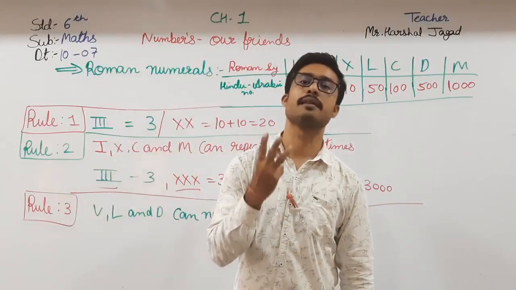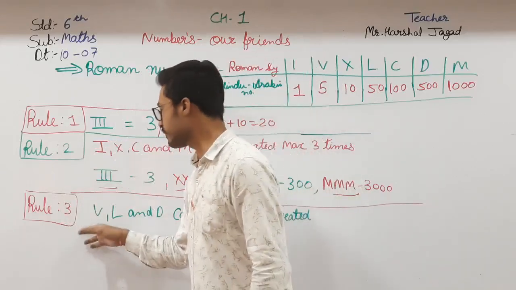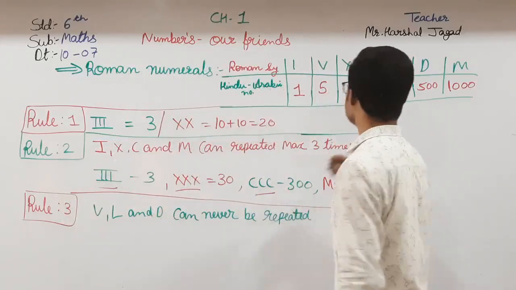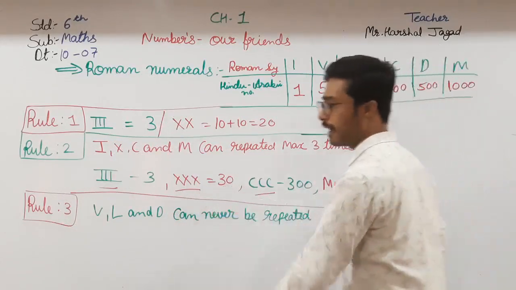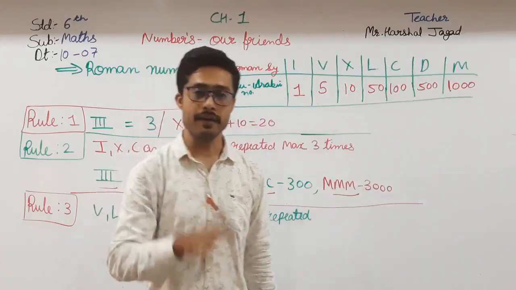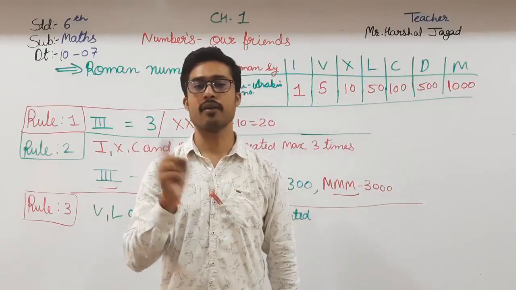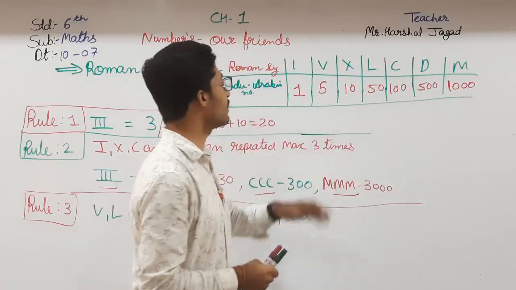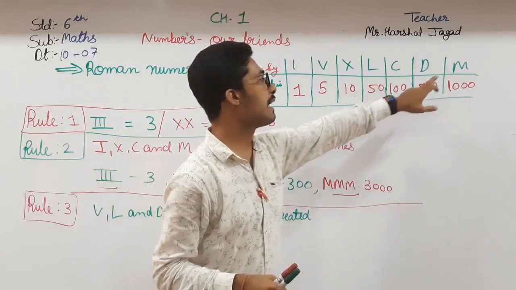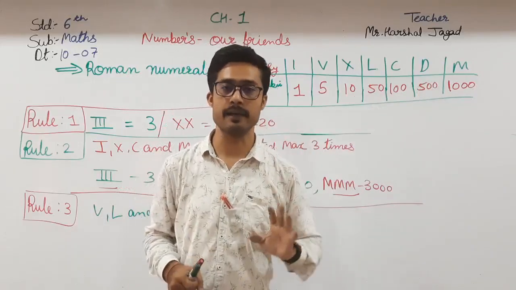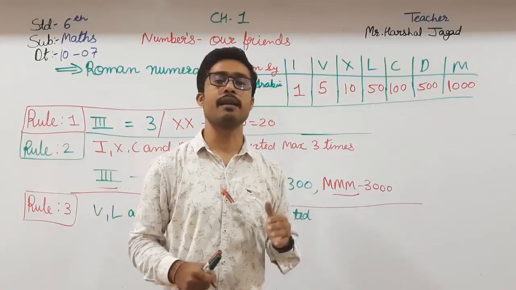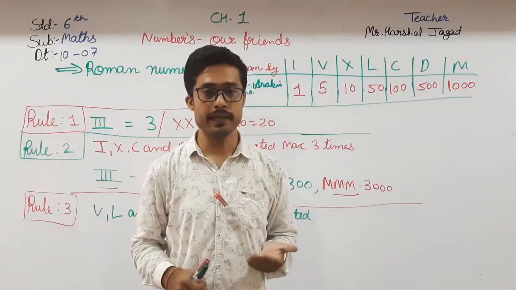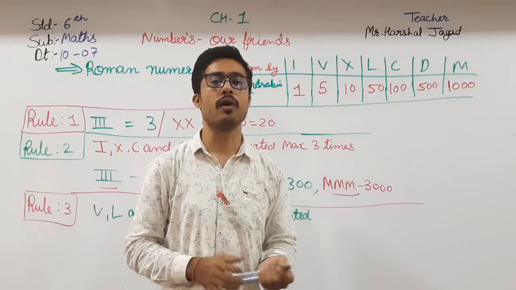Now moving towards the rule number 3, that is V, L and D. V means 5, L means 50 and D means 500. That cannot be repeated, okay students. Only I, X, C and M can be repeated. So these are the 3 rules, and there are some more rules, but that we will see in the next video.